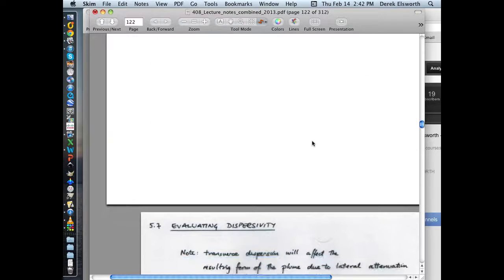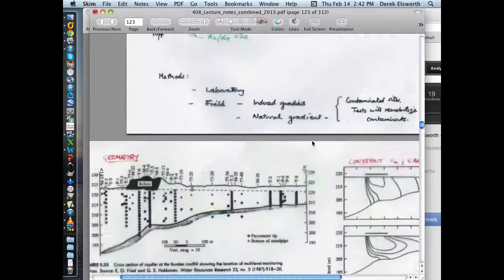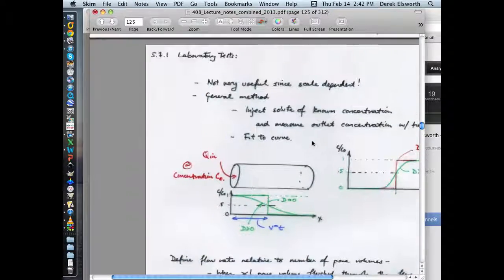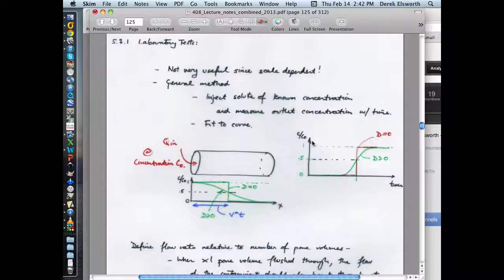So, talk about laboratory approaches. I don't want to talk about this. Not going through all of these. You can fill this in yourself.